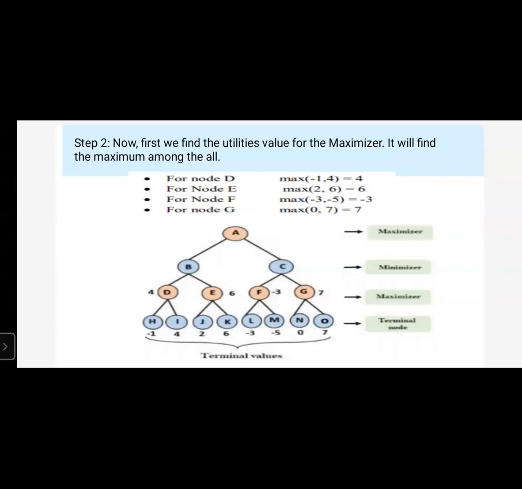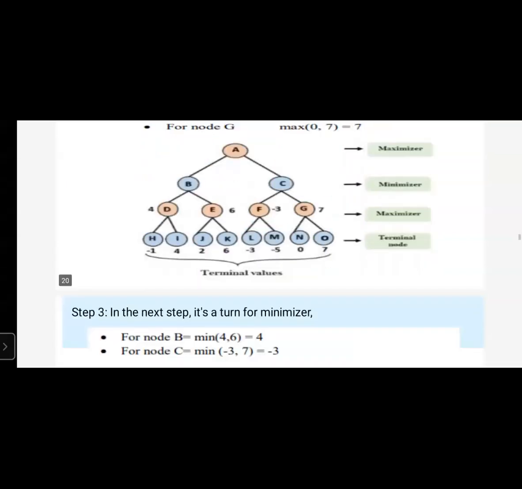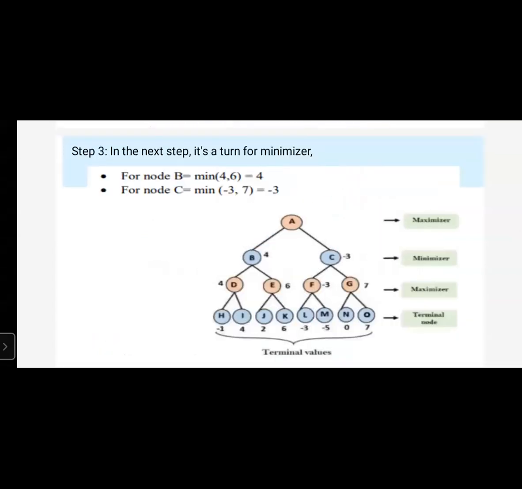Now I have to select: max of 1 comma 4 is 4. Max of 2 comma 6 is 6. Next max of 0 comma 7, 7 is there. So later I will get the answers. Now in step number 3, the minimizer is to be considered. So for node B, minimum of 4 comma 6. That is 4.